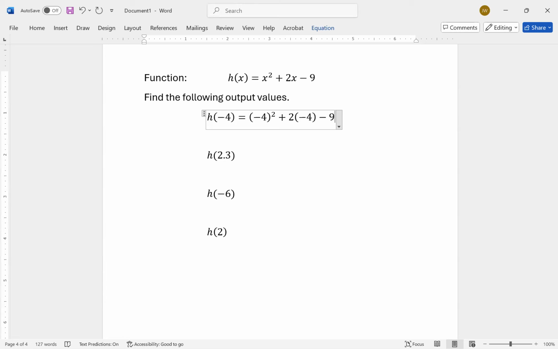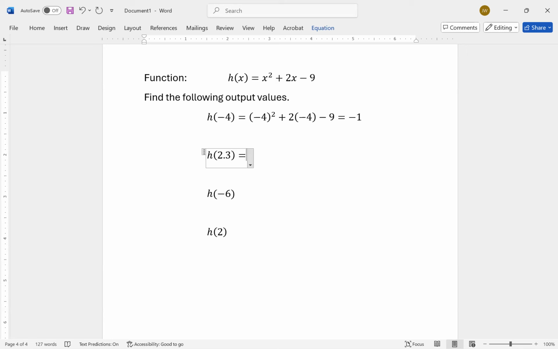After I do that, then minus 9. And I'm just going to write this on one line here. So h of negative 4 becomes 16 minus 8 minus 9, which is a negative 1. So when you input a negative 4, your output is negative 1. And again, that would mean the ordered pair negative 4, negative 1 is on the graph.